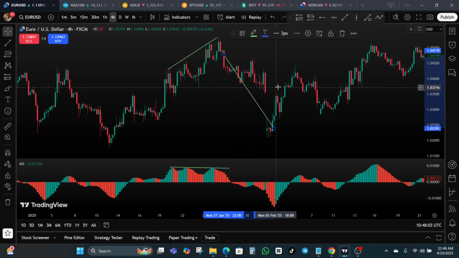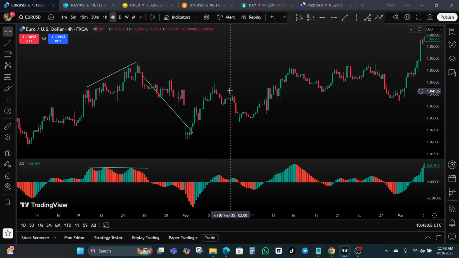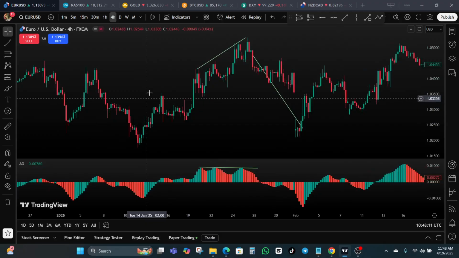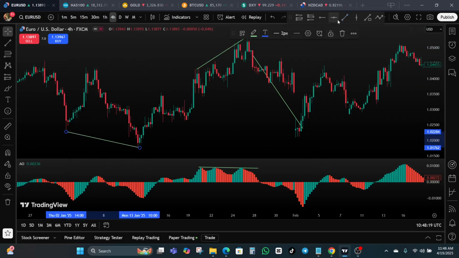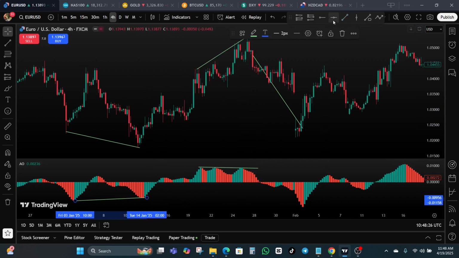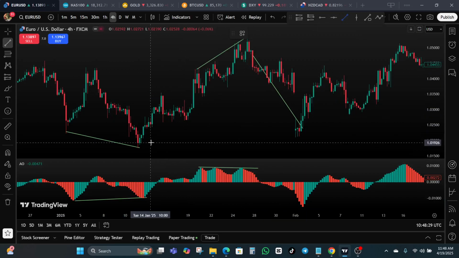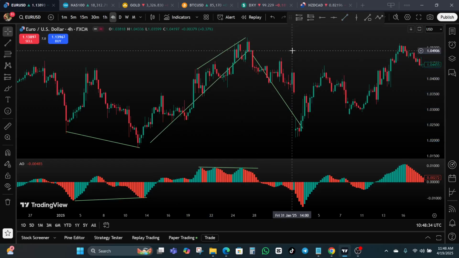On the flip side, if price makes a lower low, but the Awesome Oscillator makes a higher low, that one is a bullish divergence. We can see that it was even more explicit here. This was a lower low, and this was a higher low. So in this case, we had a bullish reversal. You can see that the price went up. This is a bullish divergence. Now, these signals often appear near the end of a strong trend, just before a major shift.